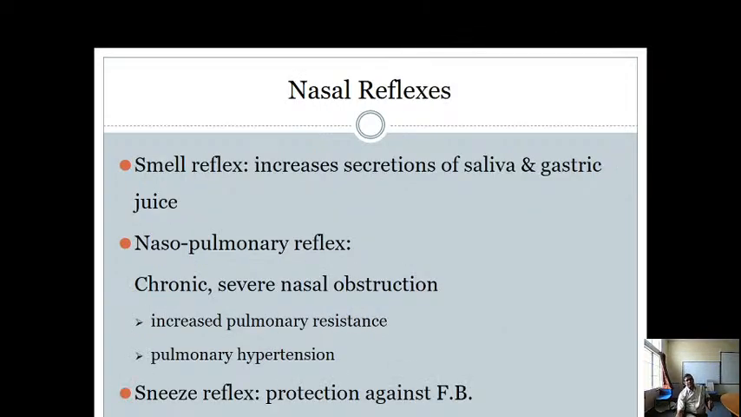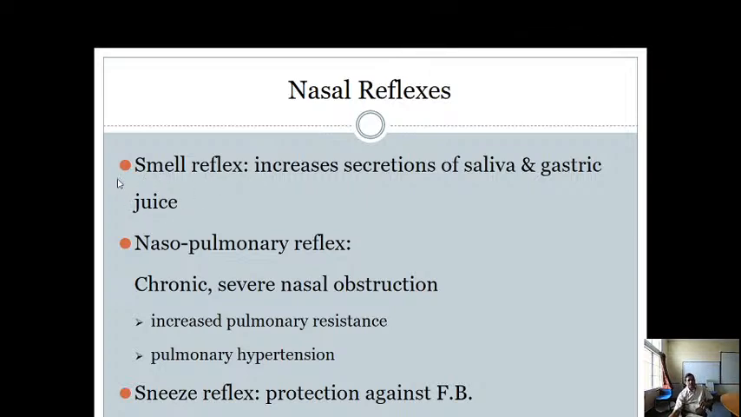Then we go to the various reflexes that take place in the nasal cavity. The sneeze reflex is something we have already established, and the other reflex is the smell reflex. When you smell nice food, the secretion of saliva increases, so that the food you chew becomes a morsel and is easy to swallow. And of course the gastric juices secreted in the stomach digest the food. So that is the nasal smell reflex.